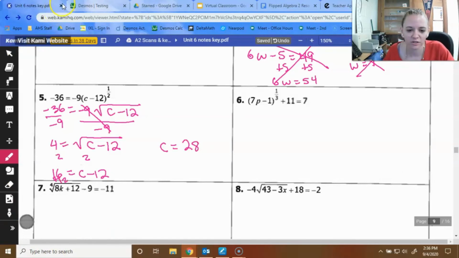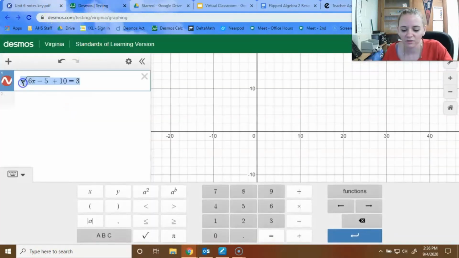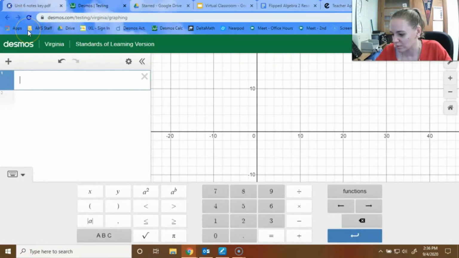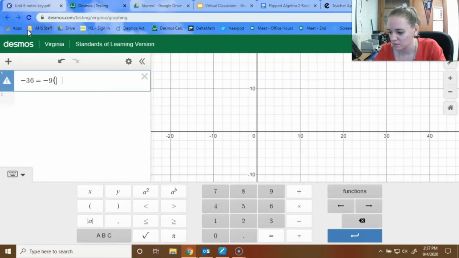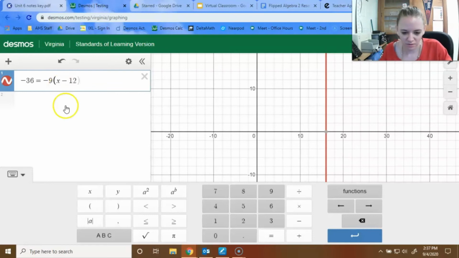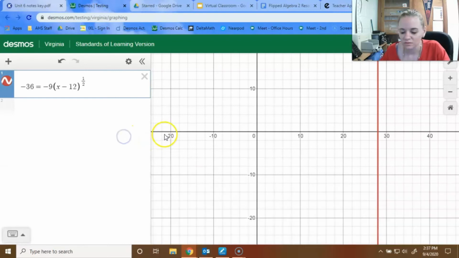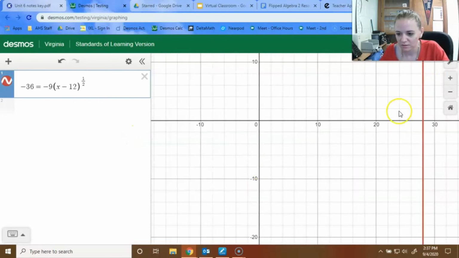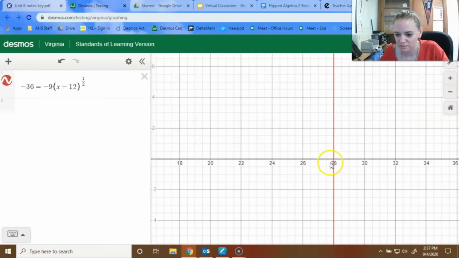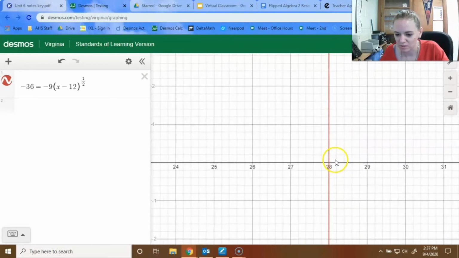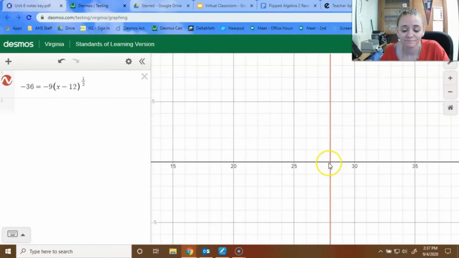And just to be sure, let's check it in the calculator. So that would be negative 36 equals -9. And change my c to an x. And then raise to the 1/2. Okay, and there's our answer. Can't tell, zoom in until you can tell what number it's going through. It's going through 28. Yeah.